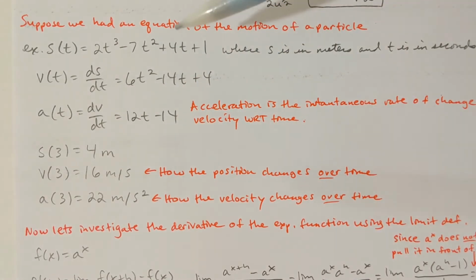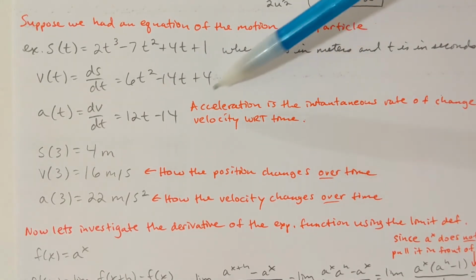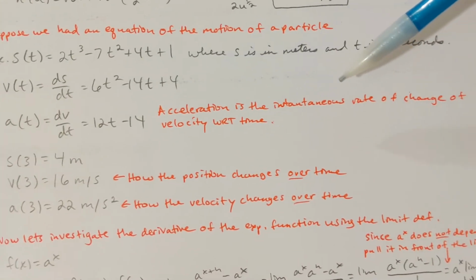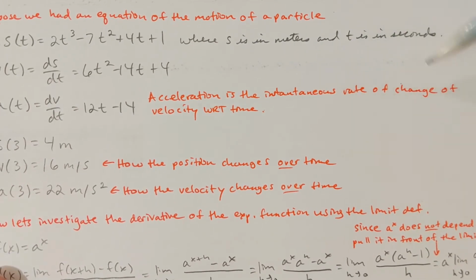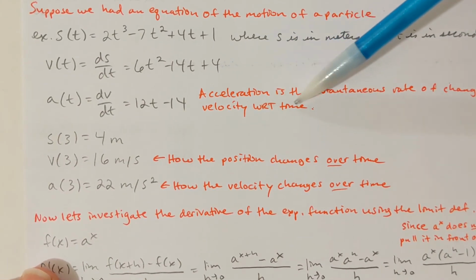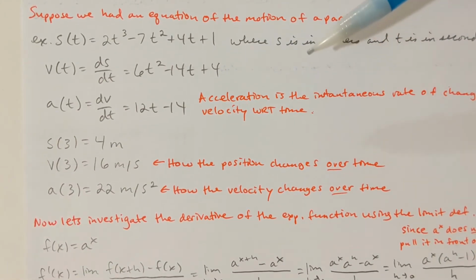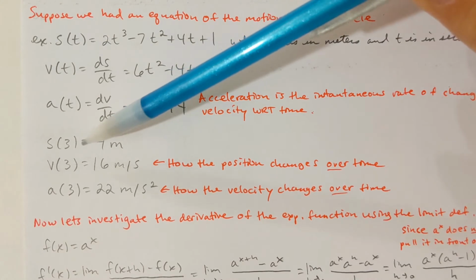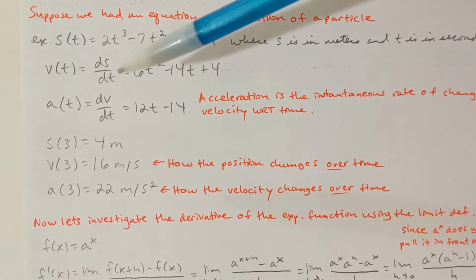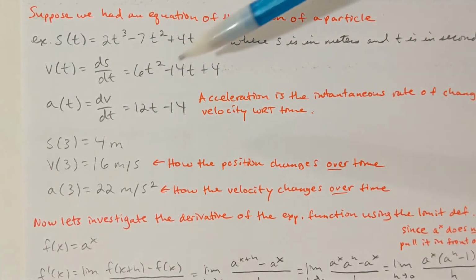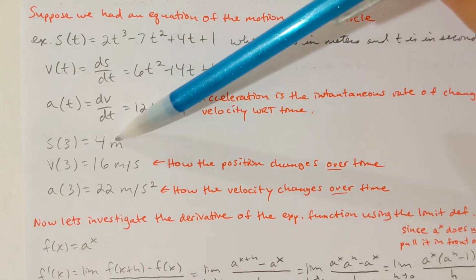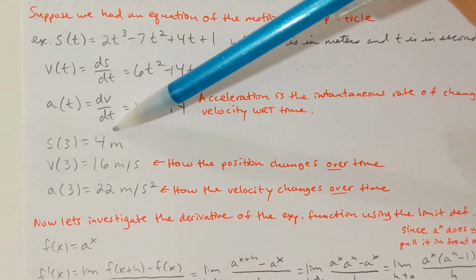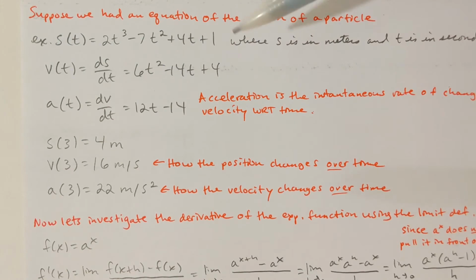Okay. Now let's plug in some numbers here. And by the way, the acceleration is the instantaneous rate of the change of the velocity with respect to time. So how is the velocity changing? You know, is it increasing or is it decreasing? Let's plug in a number. So suppose we want to know what's happening at 3 seconds. The position of this particle, when I plug in 3, I get 4 meters.